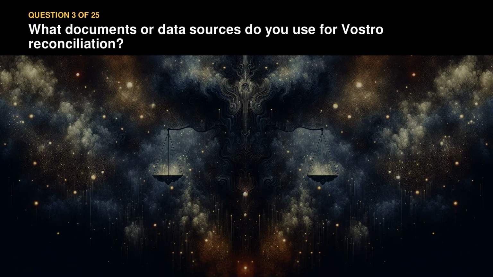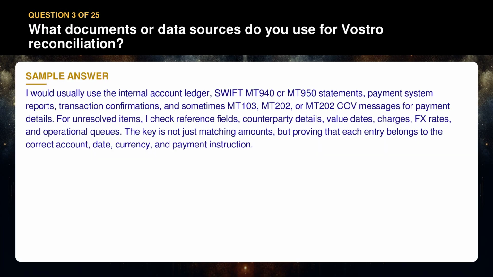Question 3. What documents or data sources do you use for Vostro Reconciliation? I would usually use the internal account ledger, SWIFT MT940 or MT950 statements, payment system reports, transaction confirmations, and sometimes MT103, MT202, or MT202 COV messages for payment details.